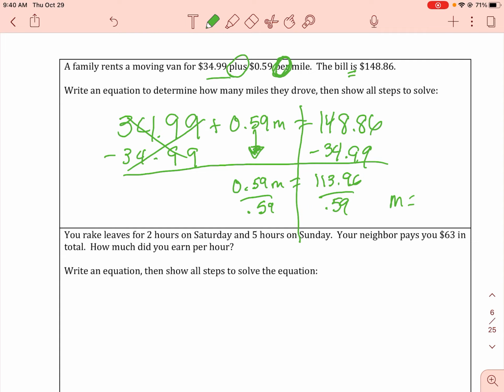And let me get my calculator out. We get 193 miles.